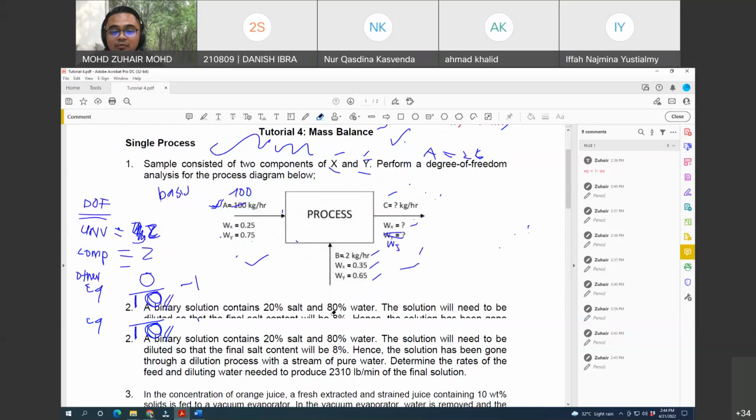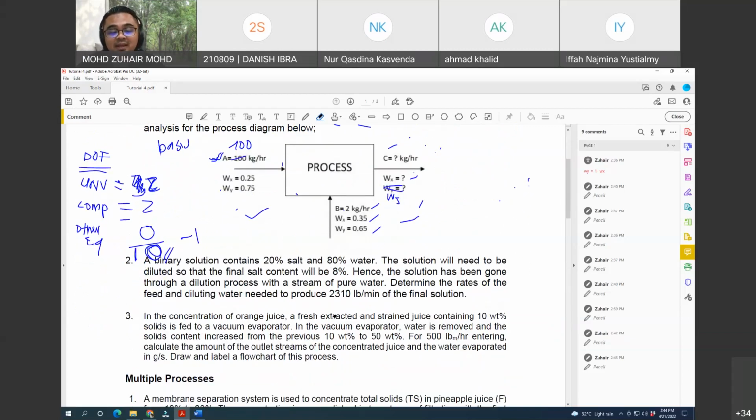Okay, so now we move to the second question. A binary solution contains 20% salt and 80% water. The solution will need to be diluted so that the final salt content will be 8% only. So from 20%, we need the final product to be 8% only. Hence, the solution goes through a dilution process with a stream of pure water. Determine the rate of the feed and diluting water needed to produce 2310 pounds per minute of the final solution.